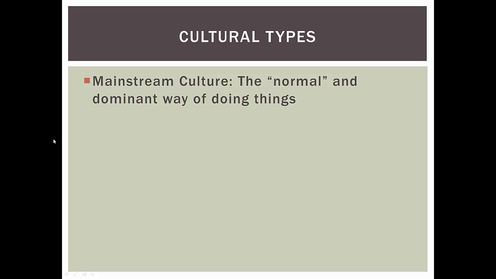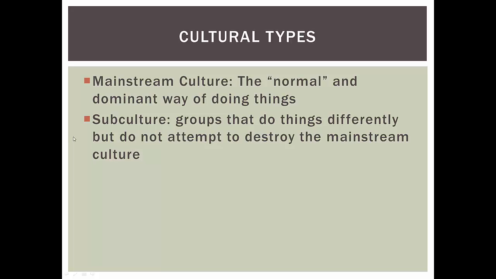Lastly, let's take a look at the different cultural types. First, there is, in a society, the mainstream culture. So this is the normal and dominant ways of doing things. These are the very dominant beliefs and values and set of norms that exist in a particular culture. They run through the entire culture.